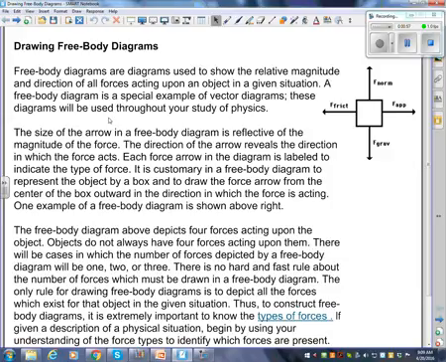These diagrams will be used throughout the study of physics, as I said. The size of the arrow in a free body diagram is reflective of the magnitude of the force. In other words, bigger forces, bigger arrows. The direction of the arrow reveals the direction in which the force acts. Each force arrow in the diagram is labeled. Why did you think I emphasized that? Each force arrow is labeled because there are always some individuals who refuse to label them because it takes so much time.